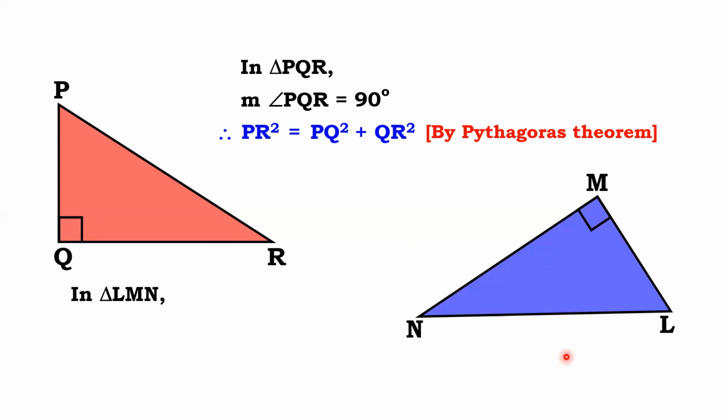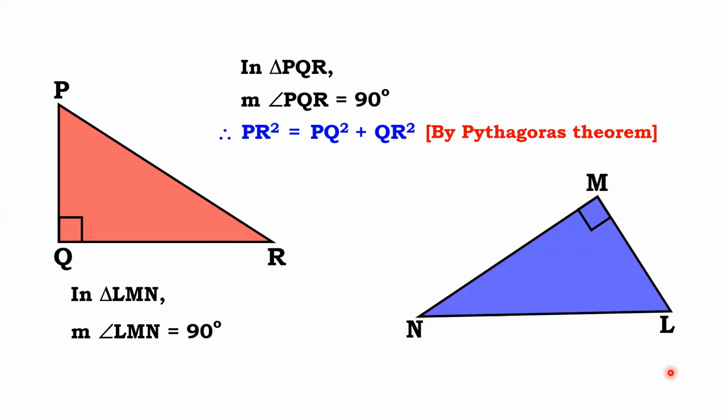Now a few students may ask, if we name it NML, is it okay? Yes, it is absolutely okay. Only make sure that the right angle should be in between. So in triangle LMN or triangle NML, whatever we say, which angle is 90 degrees? Angle M is 90 degrees.